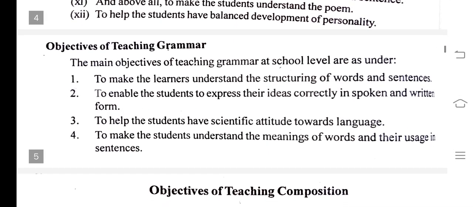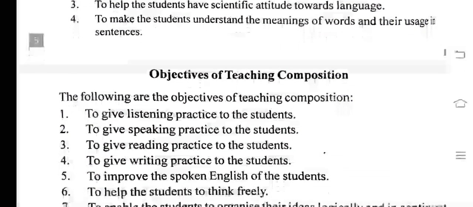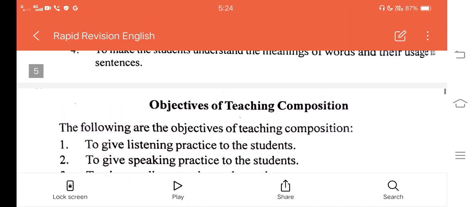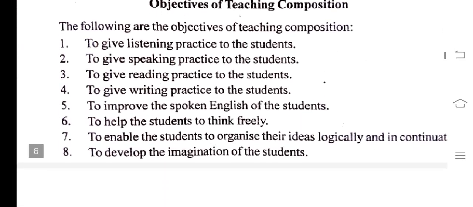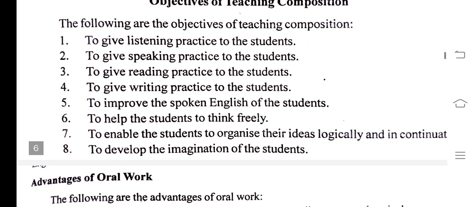The main objectives of teaching grammar at school level are as under: to make the learner understand the structuring of words and sentences, to enable the student to express their ideas correctly in spoken and written form, to help the student have a scientific attitude towards language, to make the students understand the meaning of the words and their usage in the sentences.